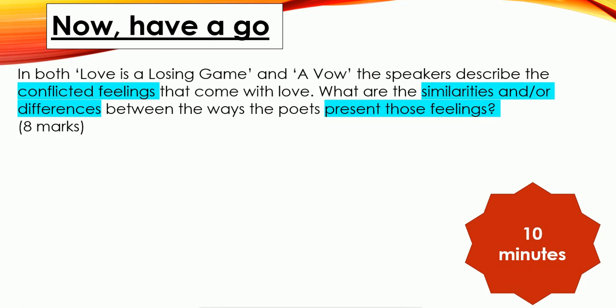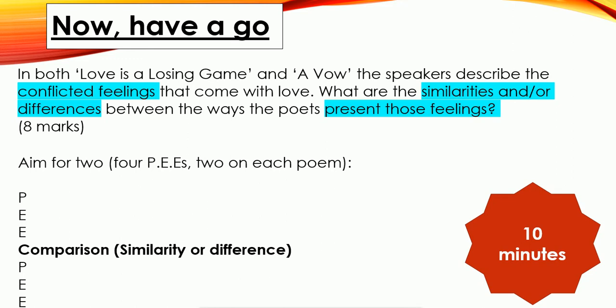Now, finally, you need to have a go at answering this last question. You want to aim here for very straightforward PEEL paragraphs, 2 on each poem with a comparison between them. So write point, evidence, explain, then a comparative. So whether you think it's similar or whether you think it's different, and then a following paragraph on the second poem. And you want to aim for 2 of those altogether. So have a go now, you've got 10 minutes.